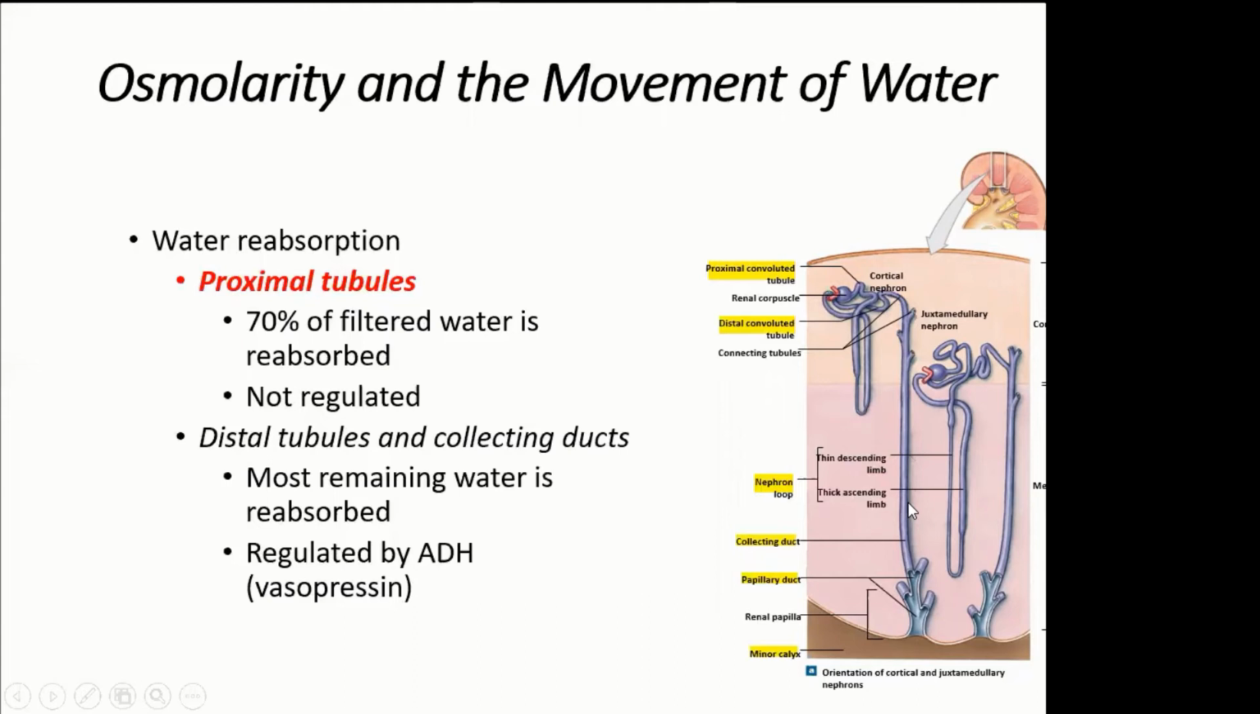So in the distal tubules and the collecting duct, like the end of the nephron, most of the remaining water is going to be reabsorbed, but this is going to be regulated. And specifically, it's regulated by ADH. Another word for ADH is vasopressin.